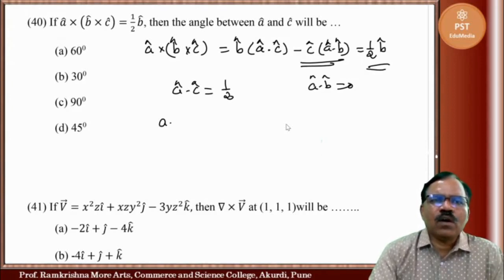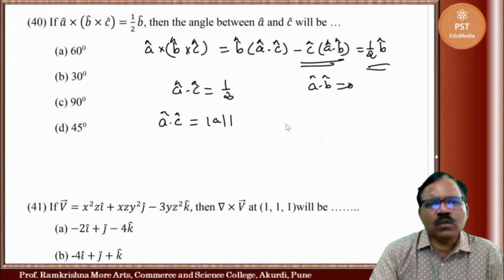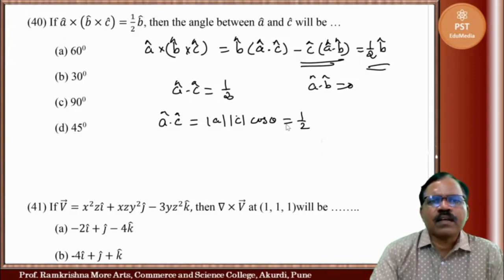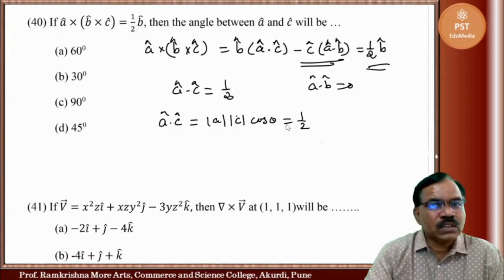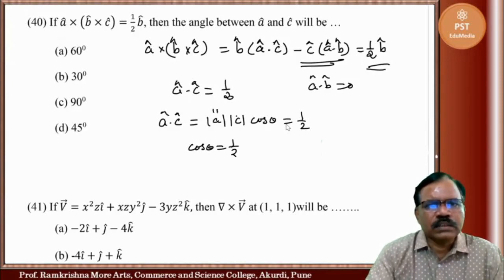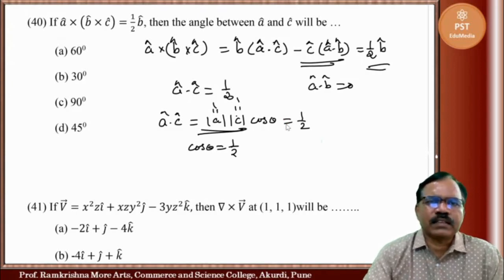Now we know a dot c is equal to the magnitude of a into the magnitude of c into cos theta, and that is equal to 1/2. These are unit vectors, so the magnitudes are each equal to 1, and we get cos theta equal to 1/2. So theta is equal to 60 degrees.